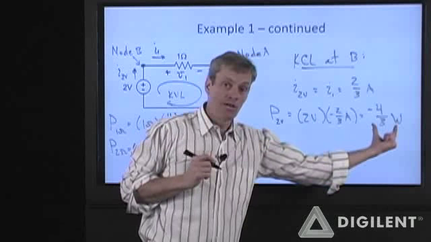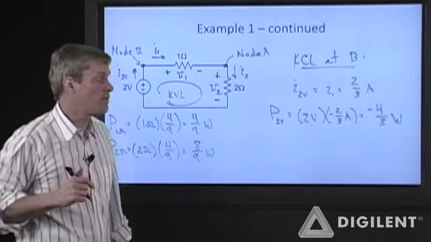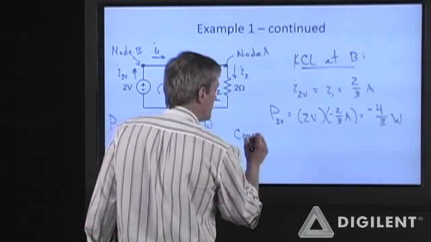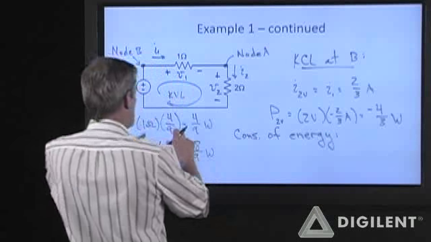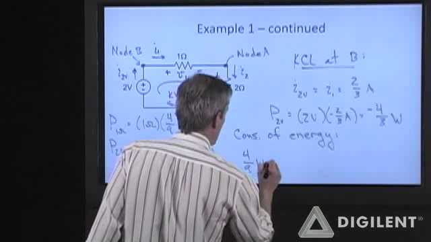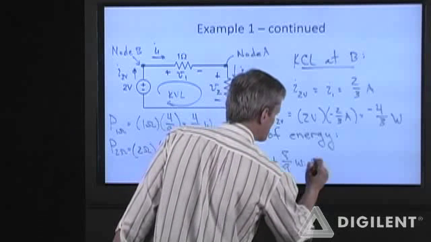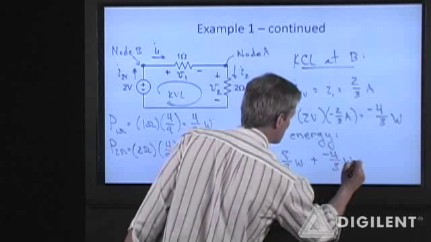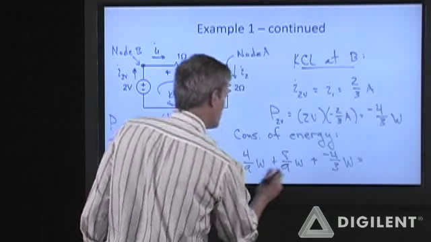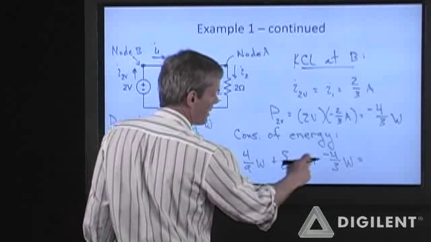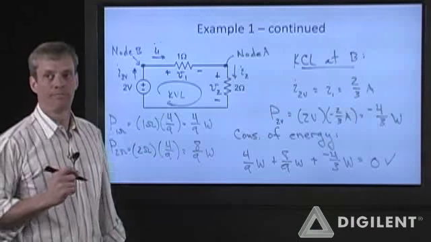So this is actually generating power, which is a darn good thing because resistors can only absorb power. I need to give them power from somewhere. Checking with conservation of energy, I have 4/9 watts plus 8/9 watts plus minus 4/3 watts. If I multiply through by 9, I get 4 plus 8 is 12, minus 12 is equal to 0. It looks like I'm okay.